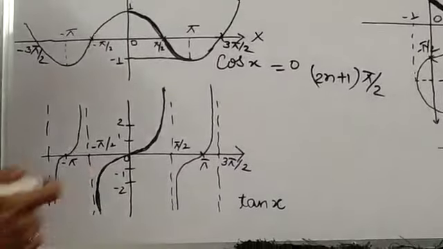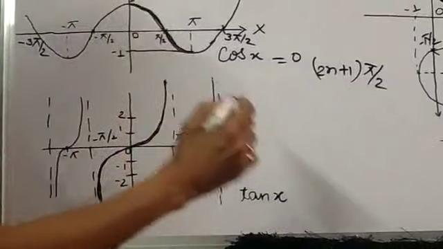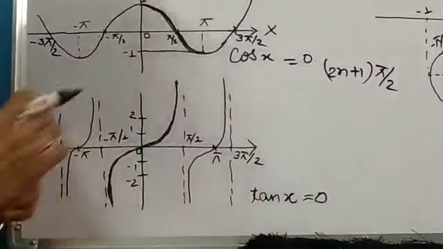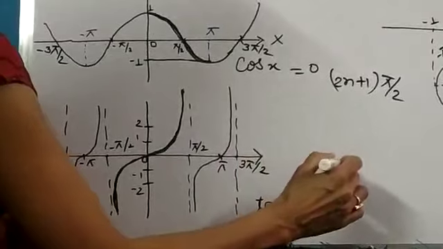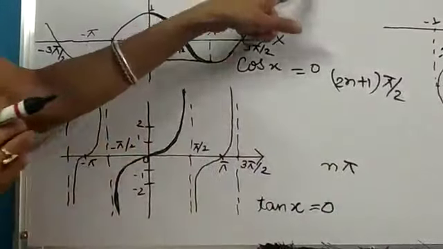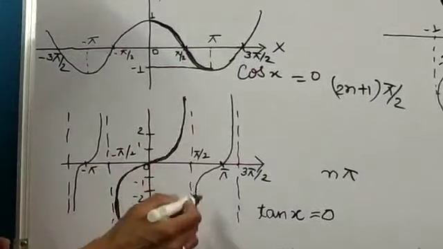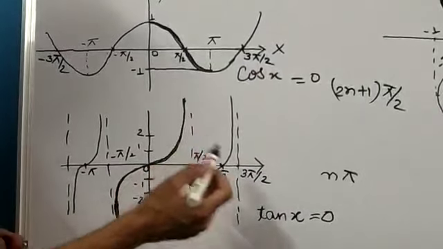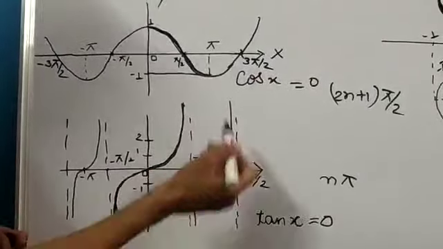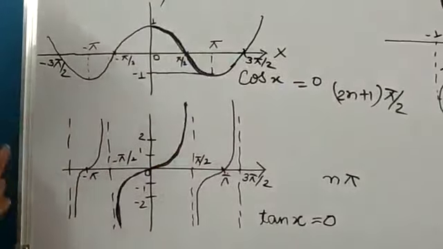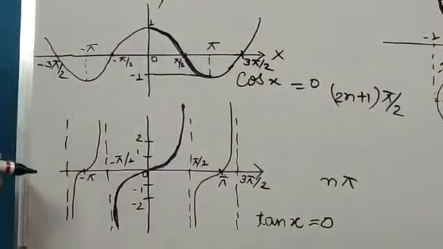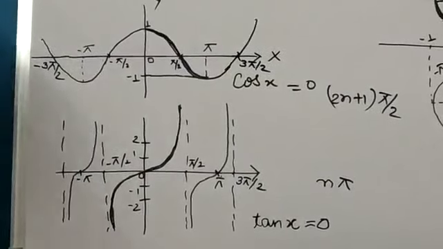And in tan x, it is again 0 at n multiples of pi, where n is any integer. So here it is passing through 0, then it is passing through pi, n multiples 0, pi, 2 pi, 3 pi. From this side it is minus pi, minus 2 pi, minus 3 pi and so on.